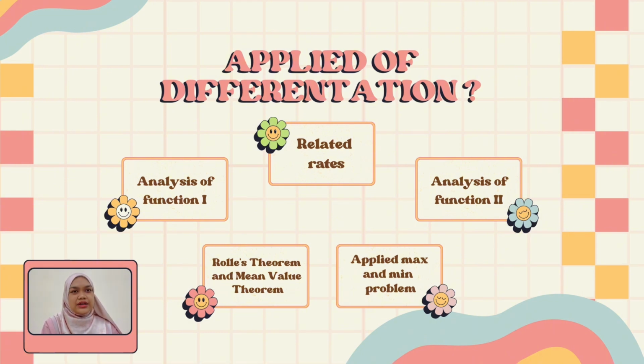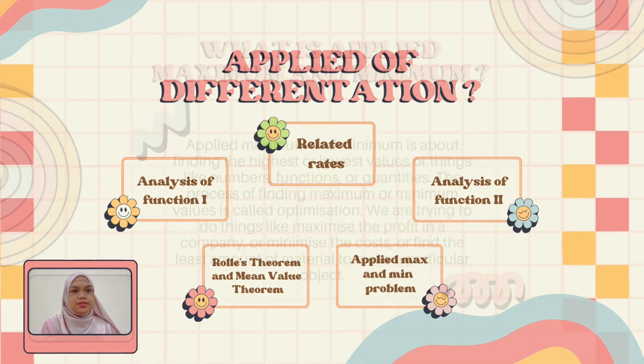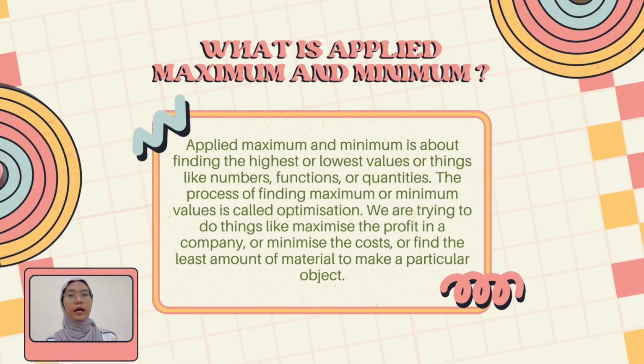Next is Rolle's theorem and mean value theorem. And last, applied maximum and minimum problem. And we choose applied maximum and minimum problem to solve. So what is applied maximum and minimum? Applied maximum and minimum is about finding the highest or lowest values of things like numbers, functions, or quantities.